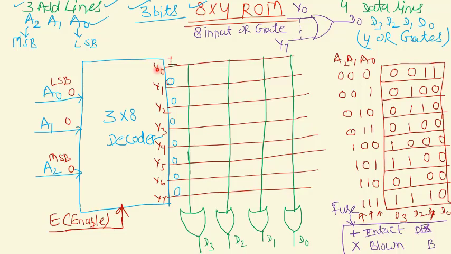So at this Y0 line, 1 is being represented. We require the 1 at D0 and D1, but at D2 and D3 we want to break the connection. So what will we do? We will use this sign. So this sign basically represents what? Break the connection, blown. And this is intact.